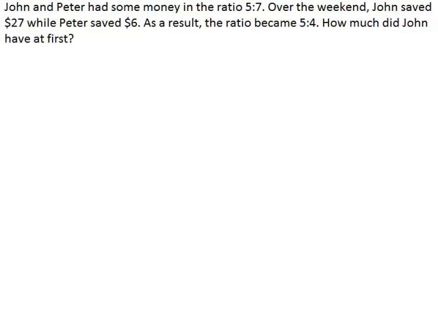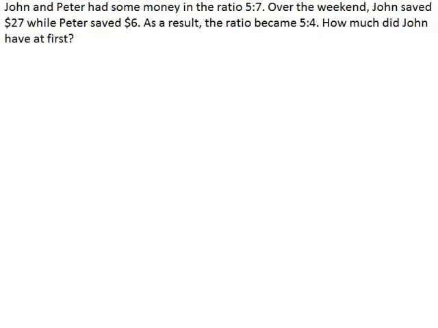John and Peter had some money in the ratio 5 to 7. Over the weekend, John saved $27 while Peter saved $6. As a result, the ratio became 5 to 4. How much did John have at first?